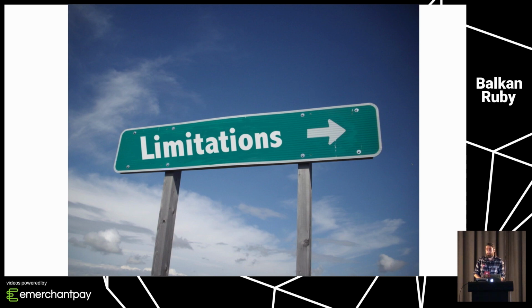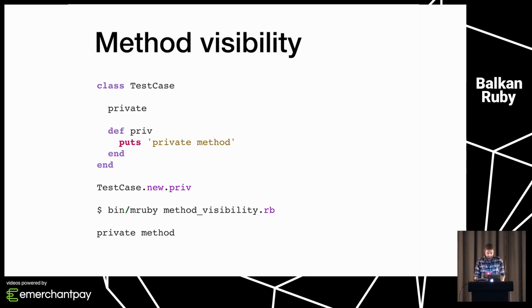So, if we compare Mruby with MRI, we will see that Mruby has some limitations, unfortunately. The first critical limitation is method visibility. For example, if we put some method under the private keyword and then we execute it, we will see that we can execute the private method without problems.